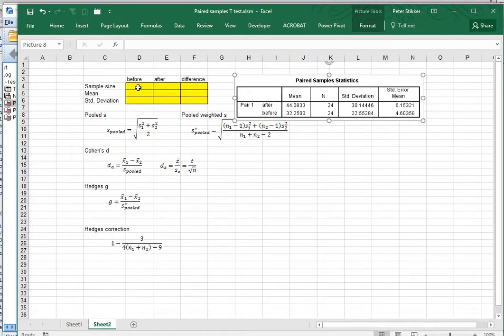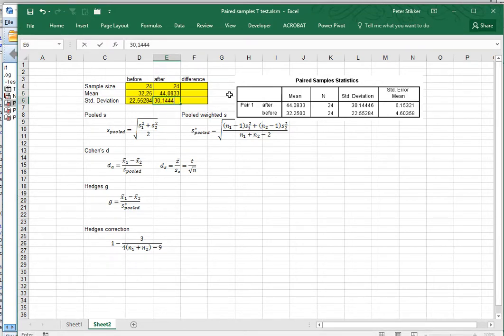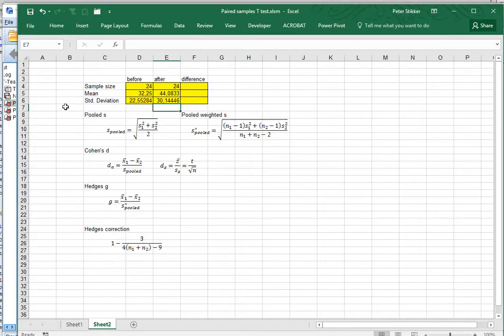So the sample size before was 24, and the after was also 24. The mean for before was 32.25, and for after it was 44.0833, and the standard deviation for before was 22.55284 to be precise, and the standard deviation for after was 30.144463. Yes. Okay, so I can delete this one now because I copied all the relevant information.